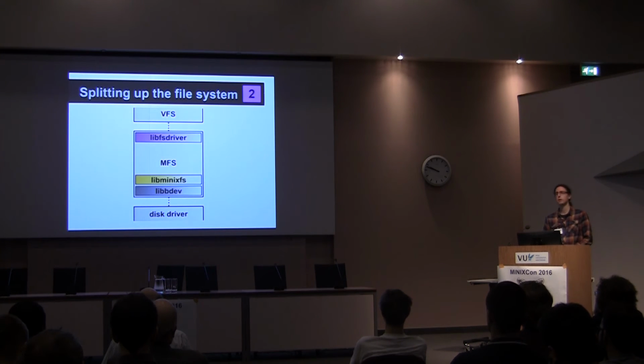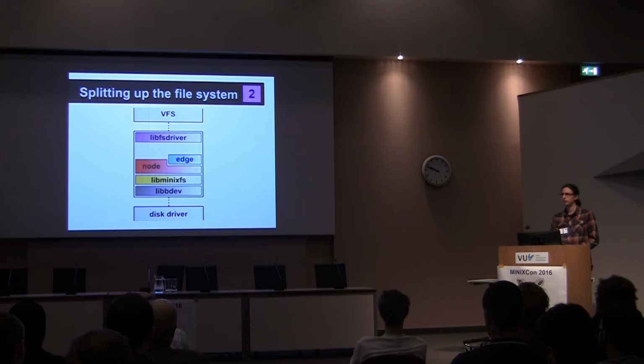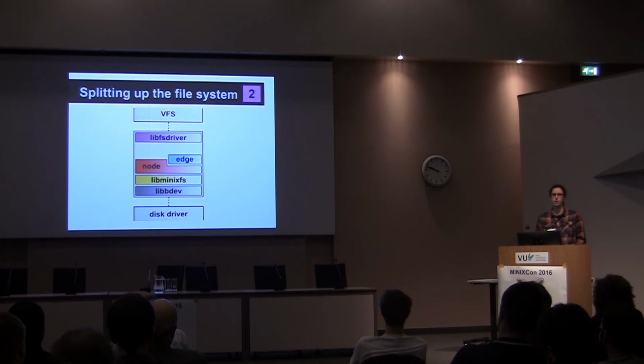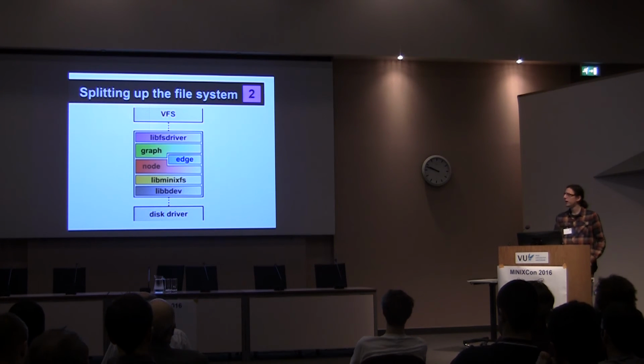So then, if we follow these principles, the file system starts to look like this. You have a node layer, and this node layer implements the inodes, and this will always, of course, be specific to the file system that you're implementing. So for MFS, this is going to be the MFS node layer. On top of that, you have an edge layer, which takes care of the directory entries, and this is already something that could potentially be shared between multiple file systems, as long as they have the same format on disk for directory entries. But most importantly, on top of that, we have a graph layer, and this graph layer is basically a generic part which implements all those file system operations based on the node and edge layers below.